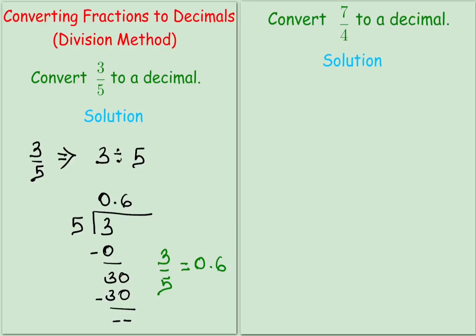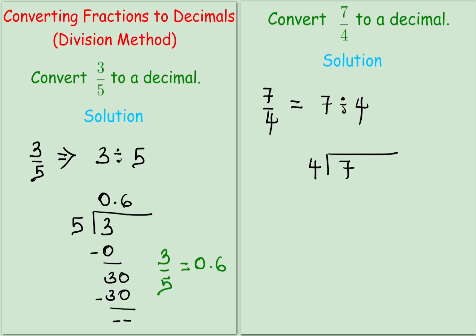Looking at this second question, it says you have to convert 7 over 4 to a decimal. And just as we did in our previous example, 7 over 4 can be written as 7 divided by 4, where 7 is the dividend and 4 becomes the divisor. So in our long division symbol, we have 4 outside and then 7 inside. Hence, let's proceed with our division.